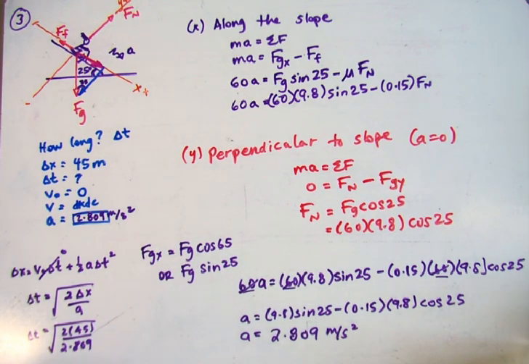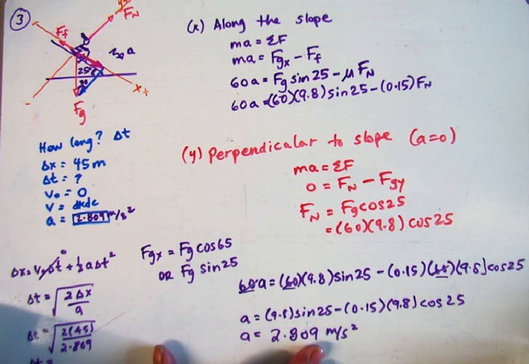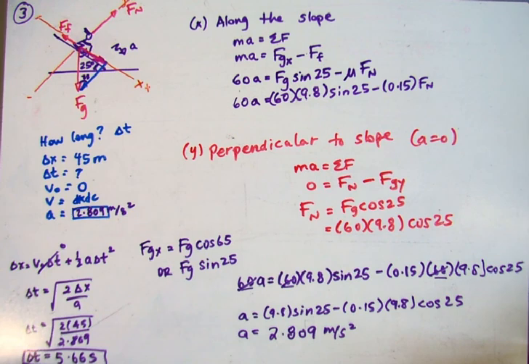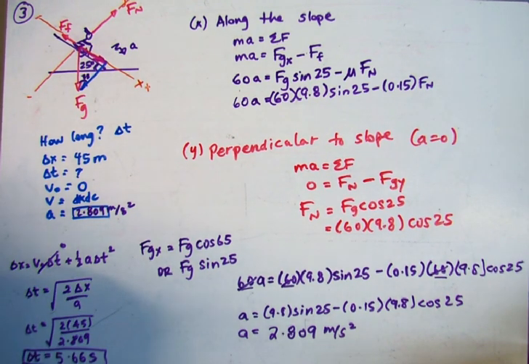Doing that math, we get 2 times 45 divided by, and then square root, and we get 5.66 seconds. I'm off the board. Here we go. 5.66 seconds. Somebody check my work and talk to me if I made a mistake. I occasionally do that.